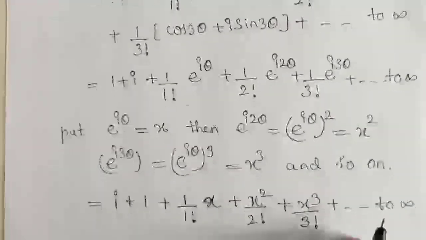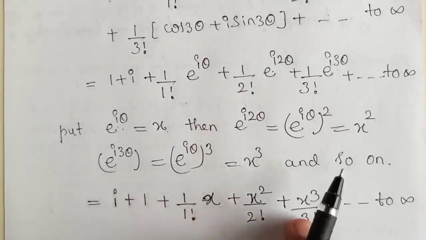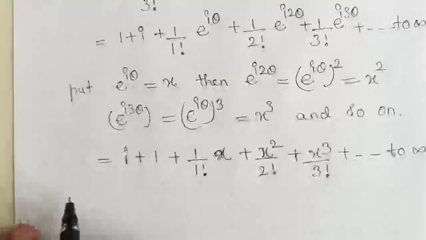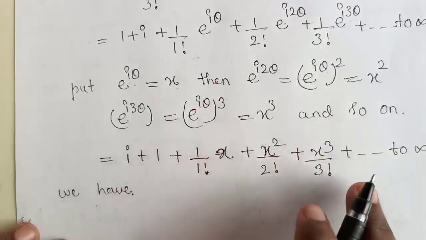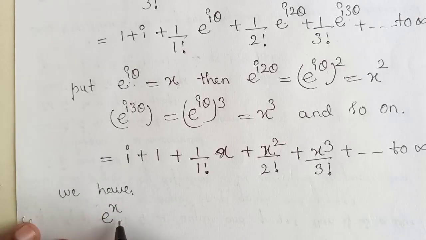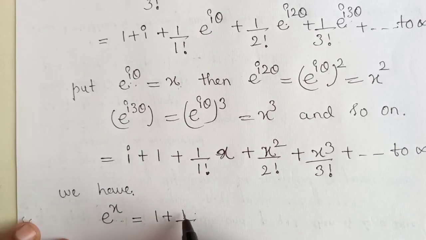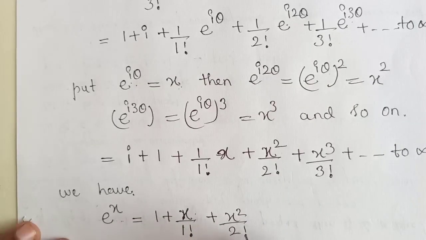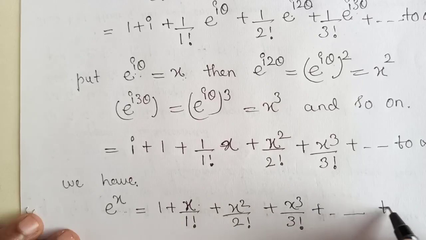Now you can observe this series: we know that this is the exponential series. You already learned this series in the second semester. The exponential series is represented as e raised to x equals 1 plus x divided by 1 factorial plus x square divided by 2 factorial plus x cube divided by 3 factorial up to infinity.